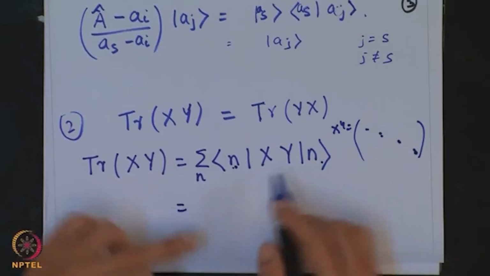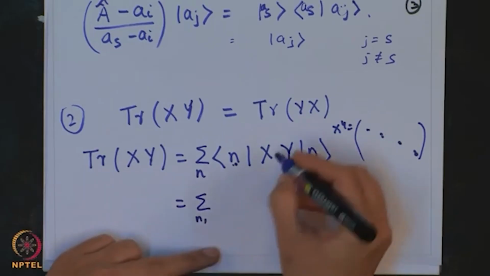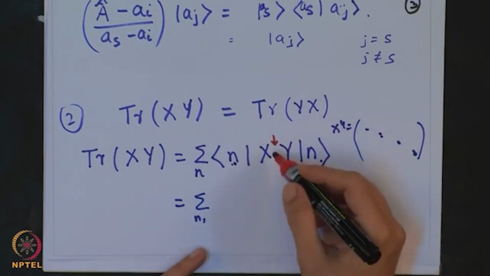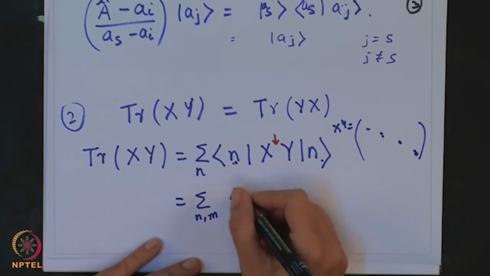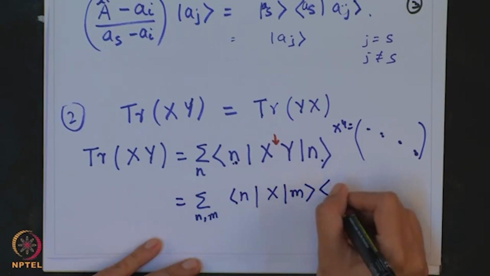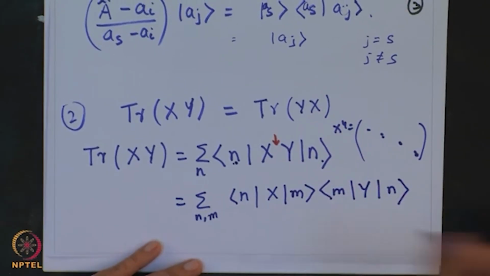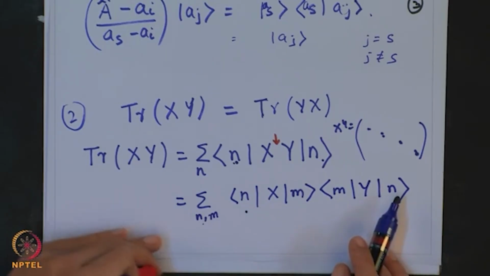So, now this is n, and in this I put a projection operator, a complete eigen ket m. So, let us assume that m, this is y, okay. You can write this as summation over m, n, and you can write this in the Bra and Ket notation like this.